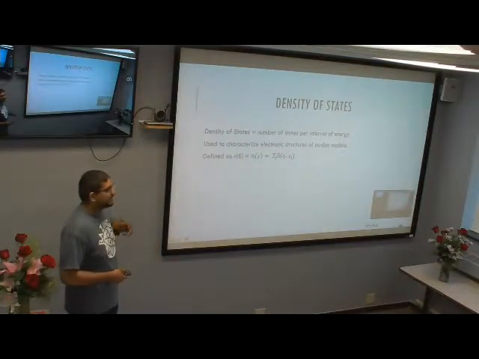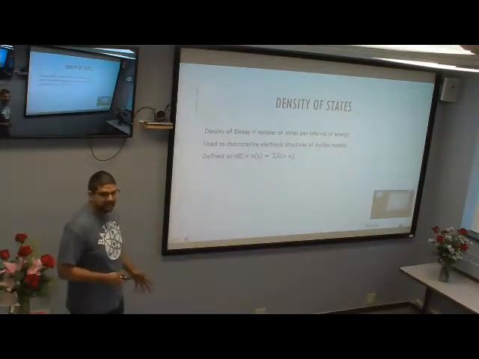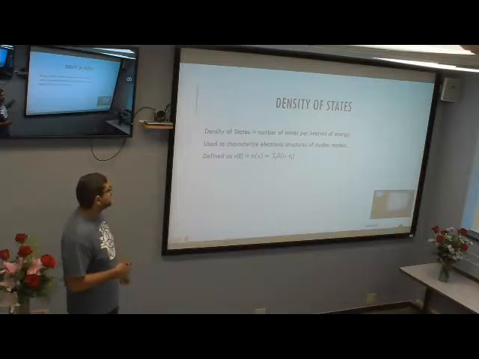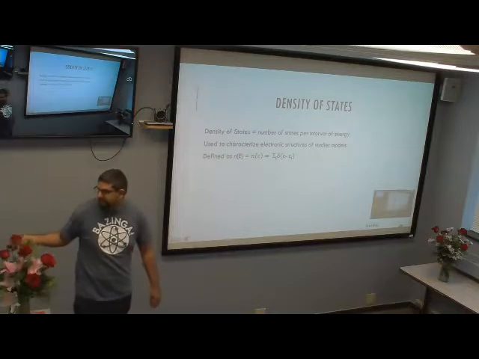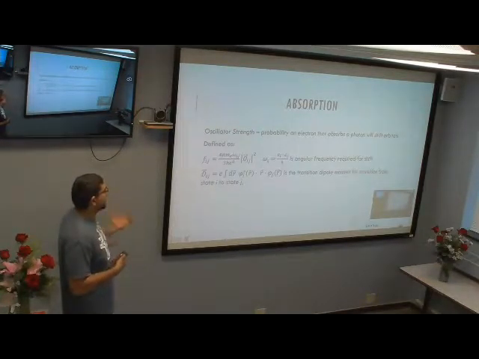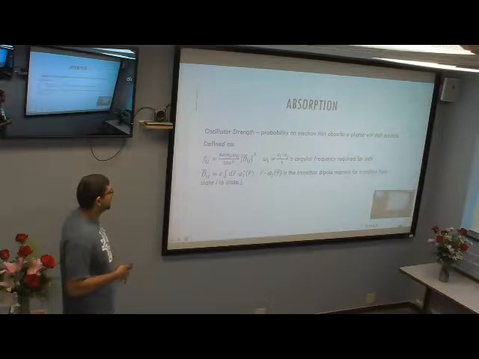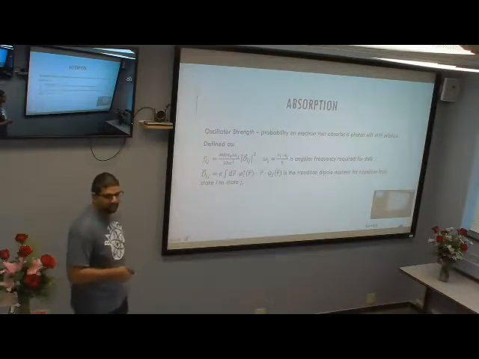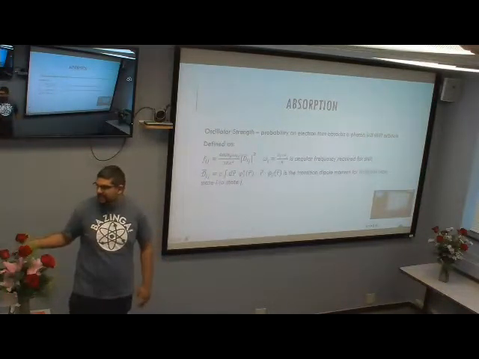Alright, so I did density of states for all 6 of my models, and density of states is the number of states per interval of energy, and it's defined as a summation of delta functions. Absorption is basically the oscillator strength, defined as the probability that an electron that absorbs a photon will shift into higher orbitals, and these are all the relevant equations that go with that.